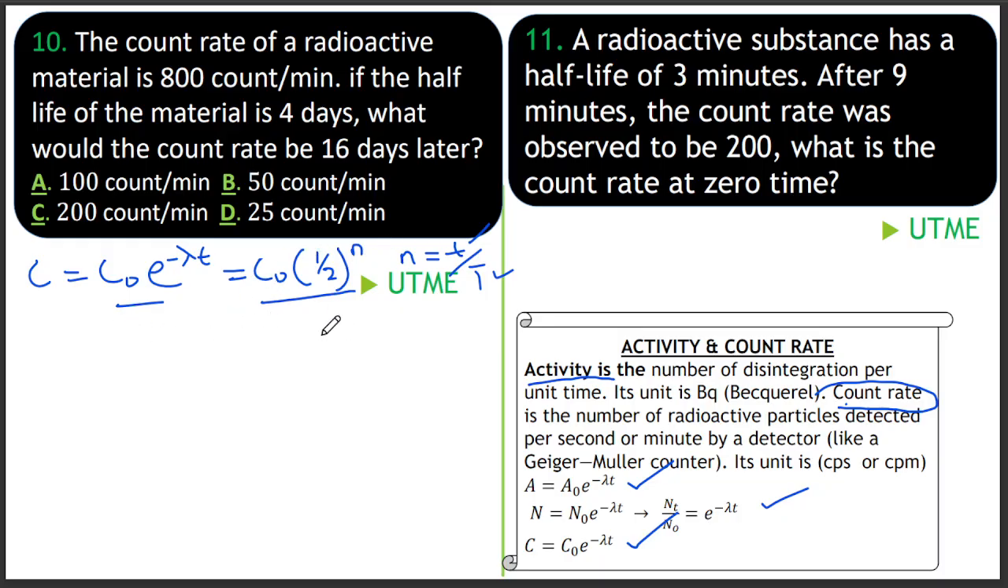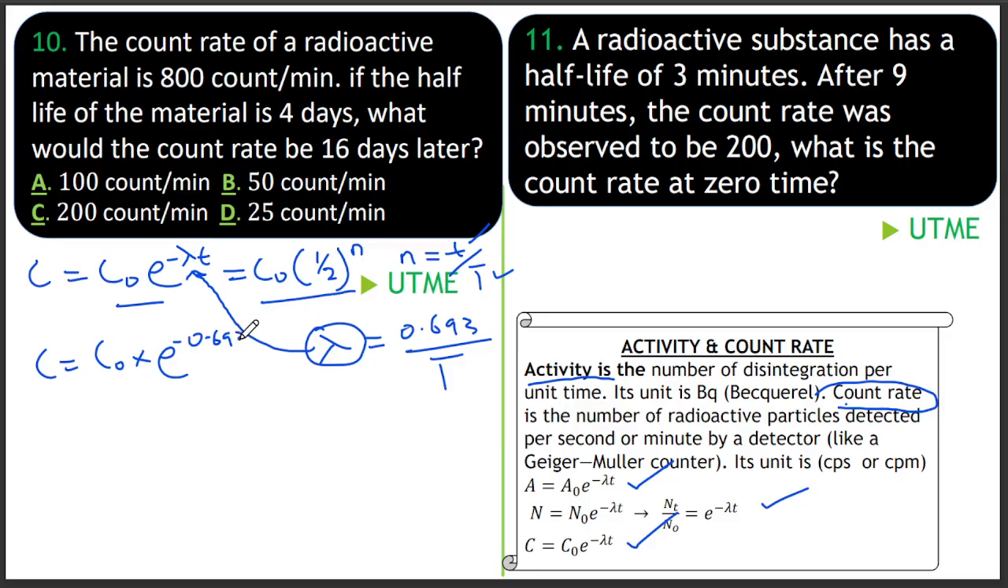Should I prove it? Let me quickly do that. Remember that decay constant is 0.693 over half-life. Do you remember? So if we substitute the value of lambda, the decay constant, into this first equation, we'll have that C is equal to C naught times e raised to power negative 0.693, and then we have n, which is small t over capital T.